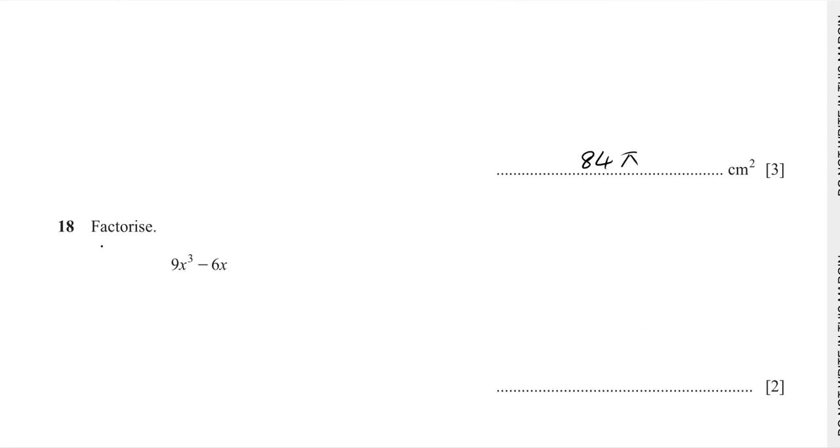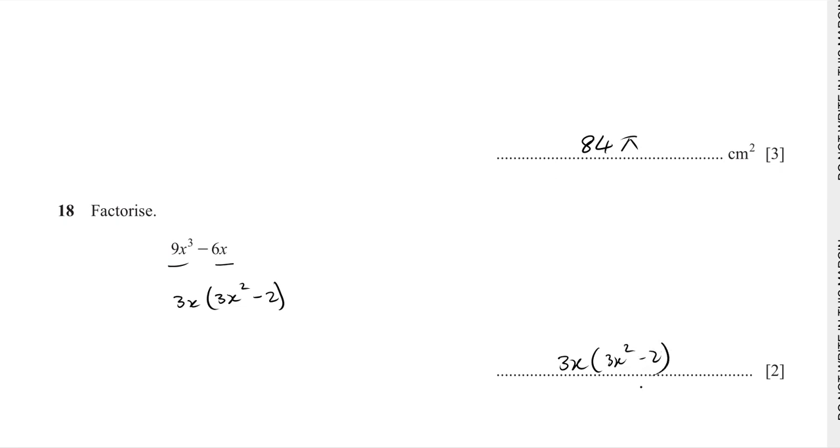Alright, so the next question is: factorize 9x cubed minus 6x. First we have to look at what is common in both of these. First we can take 3 as common, and then we have x as common. What's left inside? 9 divided by 3 is 3, x squared minus 2. So that's your answer, 3x into 3x squared minus 2.